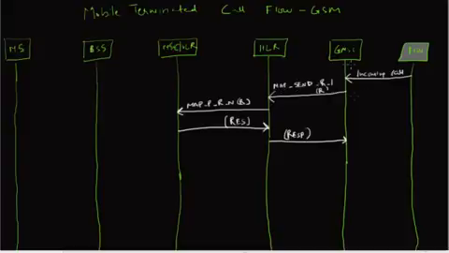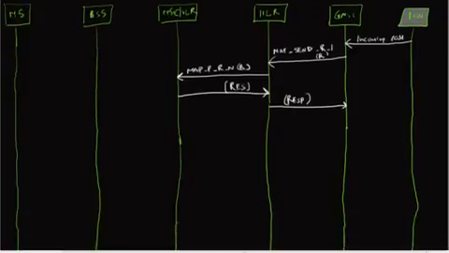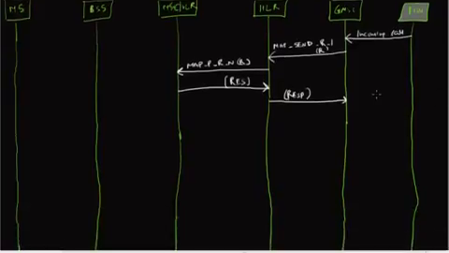Once the gateway MSC knows the routing number, or the MSRN, of the mobile, it knows where to send the ISUP initial address message. So it sends an ISUP initial address message to the MSC VLR where the mobile is located. ISUP initial address message.